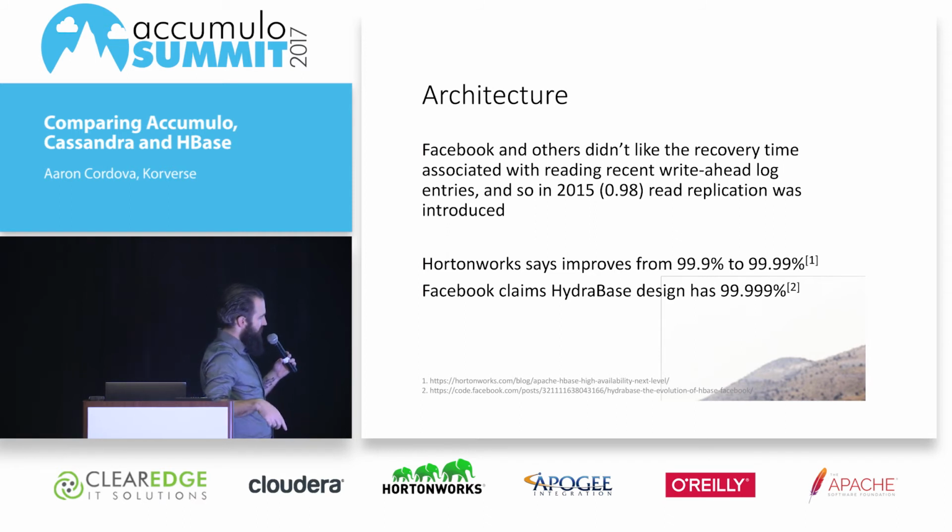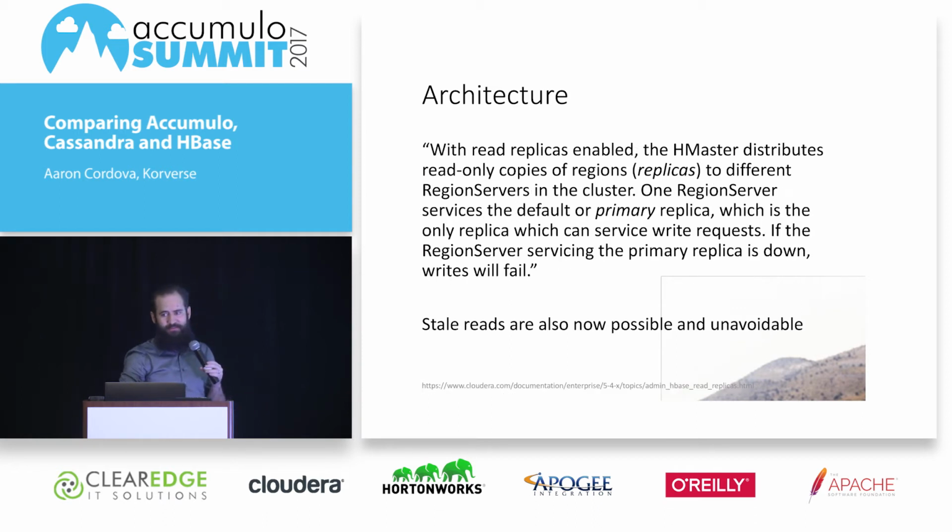And so Hortonworks says that goes from 99.3 nines to 4 nines. Facebook claims a similar design, which apparently doesn't look like it's going to be added to HBase. But it looks like there's ways to push it to 5 nines. Anybody have off the top of their head how many minutes a year these nines are? 4 nines is like an hour. 5 nines is like 5 minutes. That's cool. I'm the only one who knew that off the top of my head. I had to look it up too.